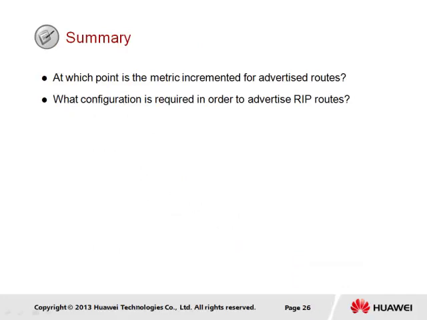This then brings us to the summary for this section on RIP, in which we ask a couple of questions here. The first of those is, at which point is the metric incremented for advertised routes? Well, if we recall, the metric of advertised routes are always incremented at the point of transmission from the outbound interface. Secondly then, what configuration is required in order to advertise RIP routes? Well, we are required to configure the network command followed by the network to be advertised. If there are multiple networks, each will require an individual network command to be configured for each network.